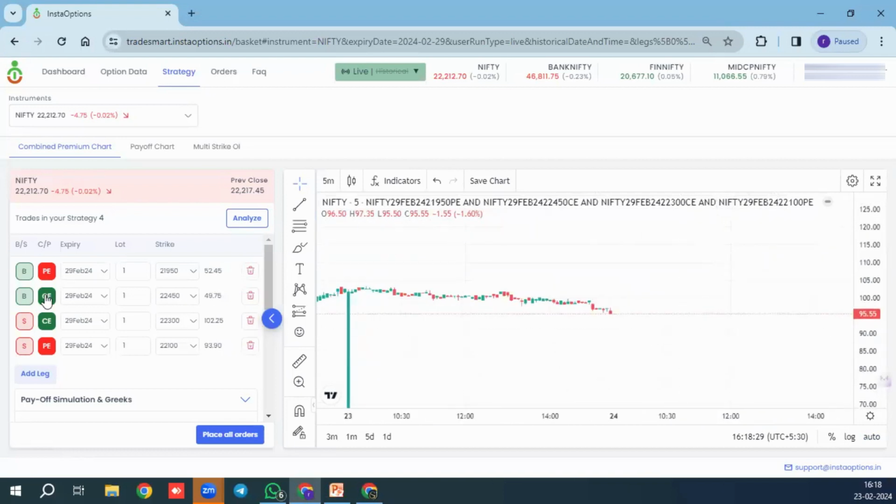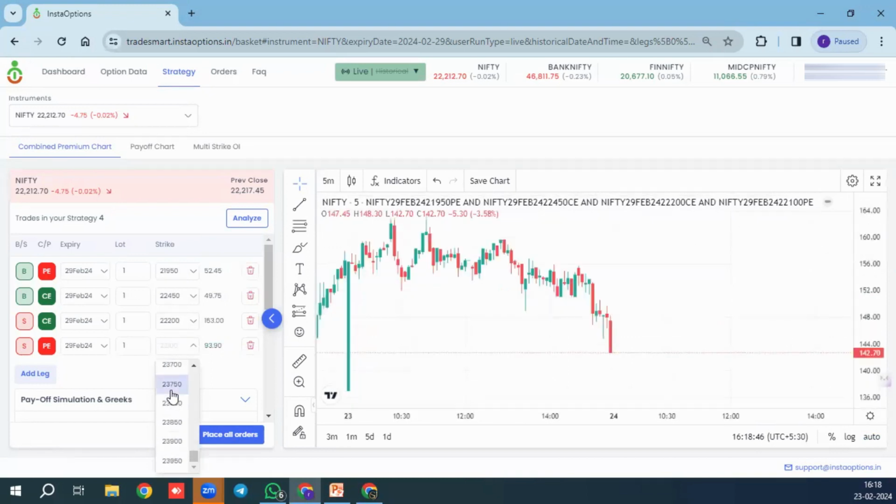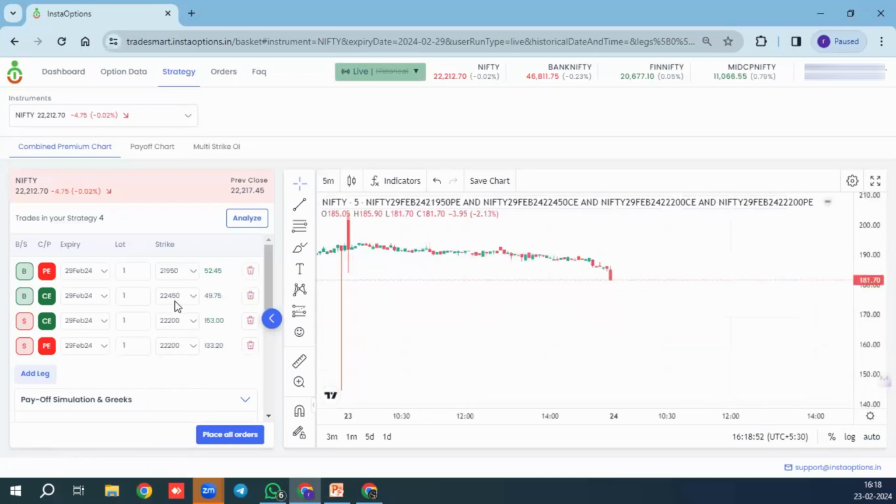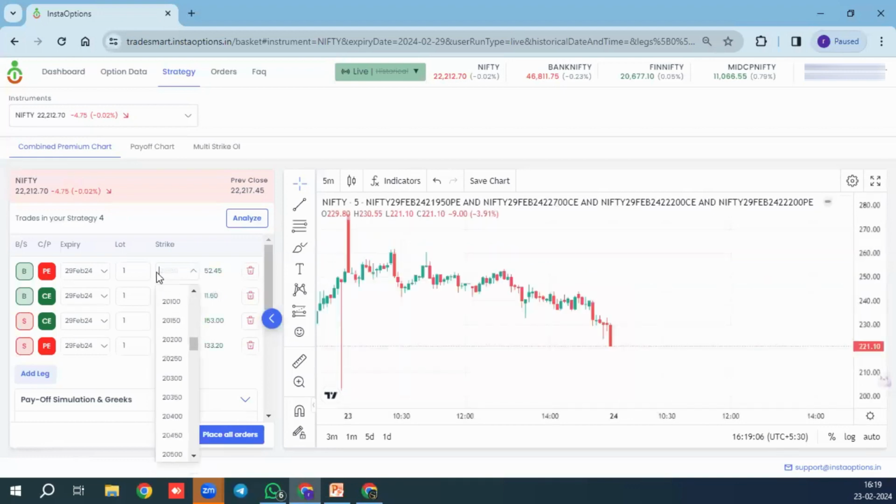Why I'm telling you this is because normally we buy hedges. Now let me change this to ATM, 22,200, right? 22,200, and I'll go for 500, 10 strikes away. So the 22,700 call and the 21,700 put.